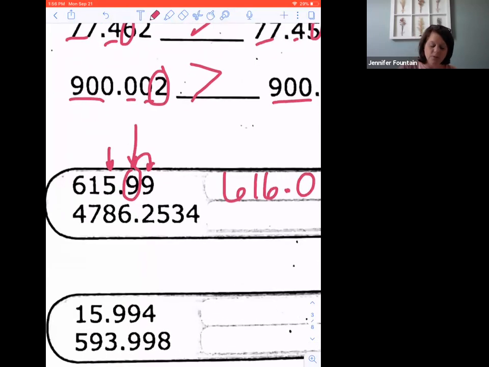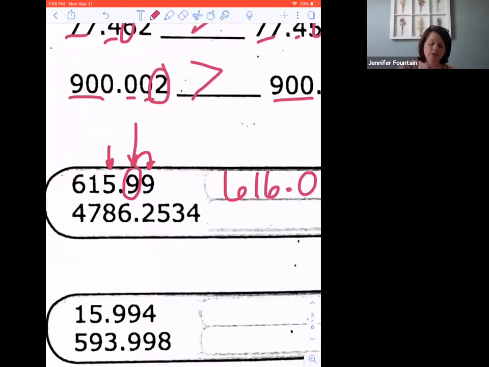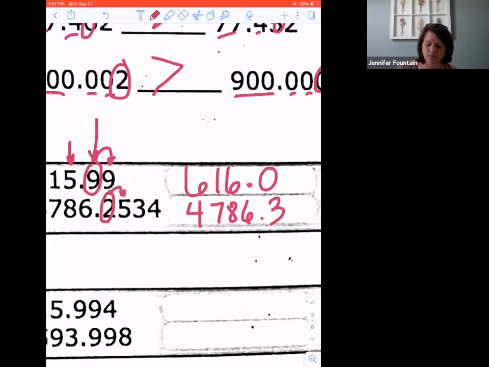All right, and then the next one, 4,786 and 2,534 10,000ths. Okay, so I'm still just looking at my tenths place. His neighbor is a 5, so that means my 2 goes up to a 3, so 4786 decimal 3. Any questions about any of those?